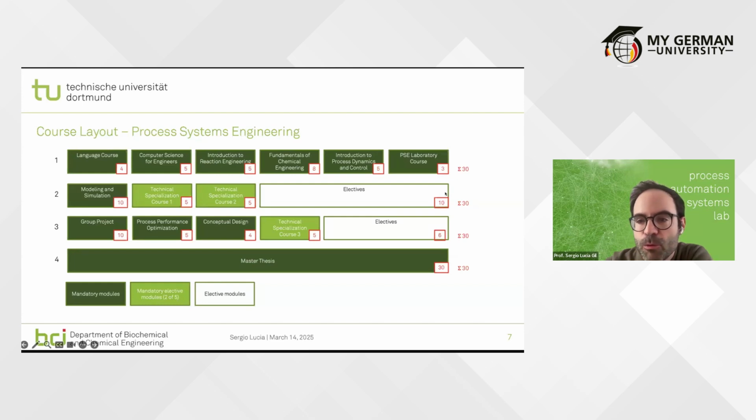Then you have room for electives. There are a lot of electives that you can do together also with the German students that are doing the German speaking master. But the electives are in English, of course. And you can find everything from specialization, if you like these topics, to machine learning, to model predictive control or advanced control methods. So there is a little bit of everything. Then you go into the third year with a group project, process optimization, conceptual design, and more electives. And then the program is finished with a master thesis.